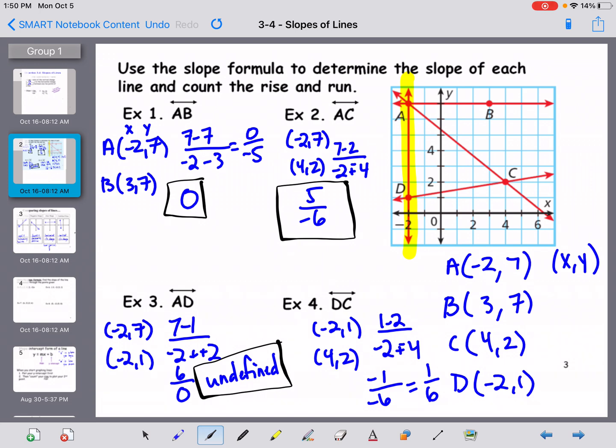Last example. Where's my slope? Right here. 1/6. So we're looking at line DC. DC is just slightly going uphill. And if we wanted to go from D to C, we would go up 1, and then we would go over 1, 2, 3, 4, 5, 6. And that would be 1 over 6. So hopefully that was just a quick review of all things slope that you learned in Algebra 1.